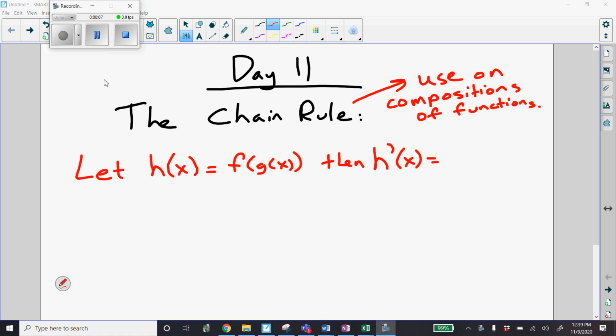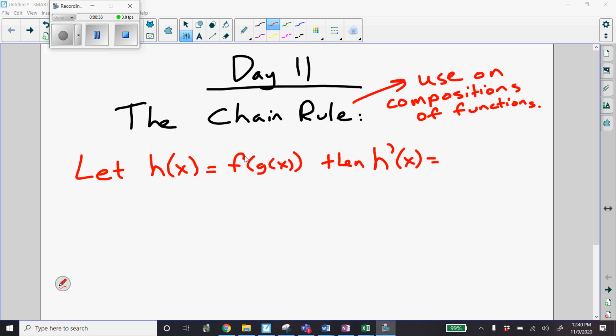Today we'll be working on the chain rule. The chain rule is the derivative rule that we use on compositions of functions. So just a reminder on compositions of functions: if we take a look here, it says let h of x equal f of g of x. We're used to solving compositions in Algebra 2, maybe even Algebra 1 or pre-calc. And today we're talking about how we do derivatives when we see a function, g of x, within another function, f of x.